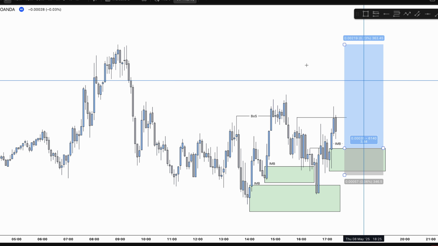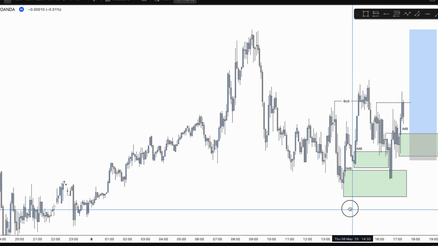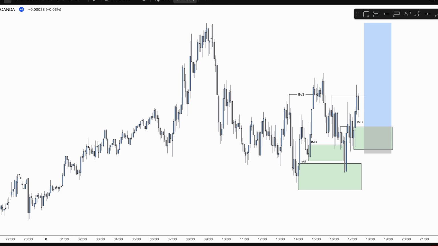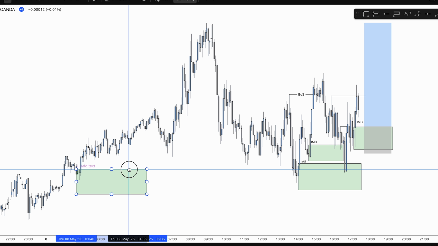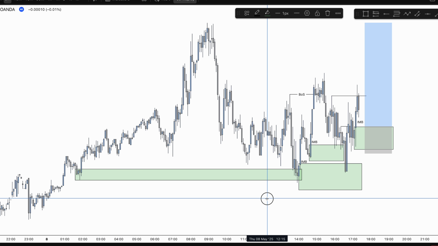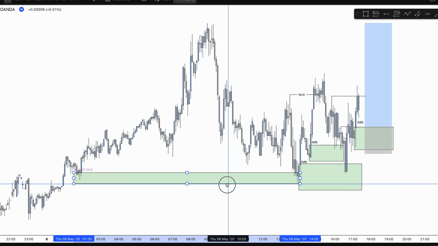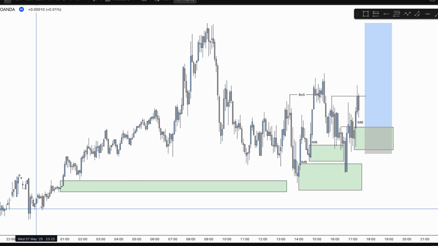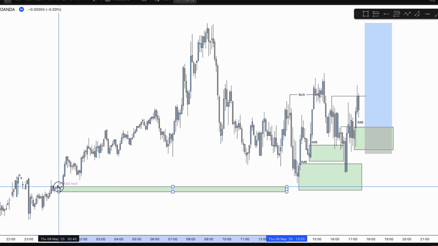Right. So let's break this down real quick then. Number one, the first thing we did was on this higher time frame perspective, we identified a demand zone here. We didn't buy that because there was no confirmation. We identified a demand zone here. We also didn't buy this one, again, because there was no confirmation given. And then the extreme demand, which is basically the last demand zone that exists.